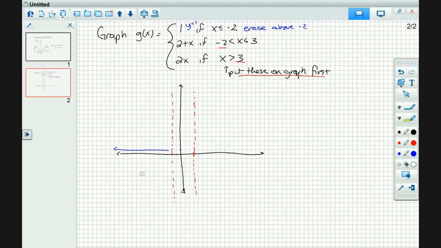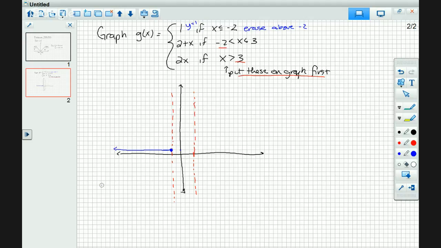Now, on that line there, I need a solid dot. Why do I need a solid dot? Anything less than or equal to. The equal gives us a solid dot, right? So it's less than or equal to, below it. Does that work for you? The other method, let's do the rest of this.